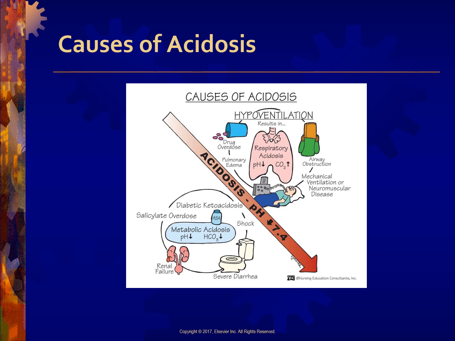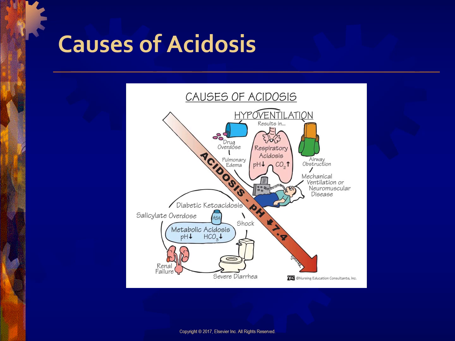So, causes of acidosis. Acidosis is when you're going to have a pH of less than 7.4. With hypoventilation, you're going to find somebody that's acidotic is not going to be breathing. They're going to be a few steps away from needing mechanical ventilation. Their pH is going to be low, and they're going to be retaining CO2. They could have an airway obstruction, a drug overdose, or pulmonary edema. Those would be causes of respiratory acidosis.